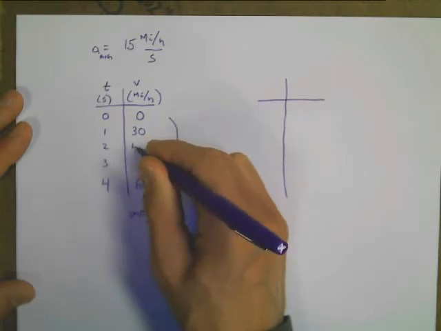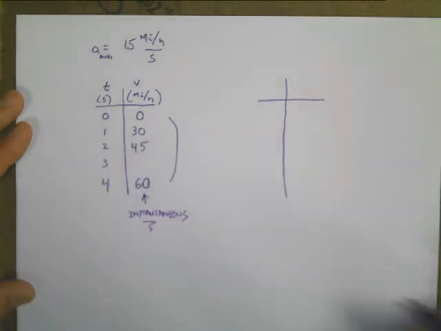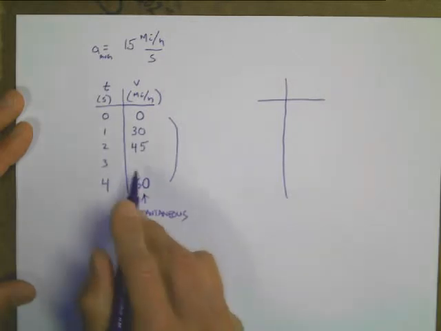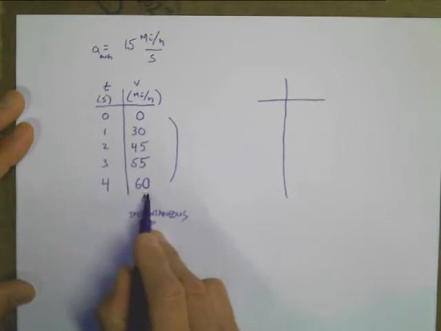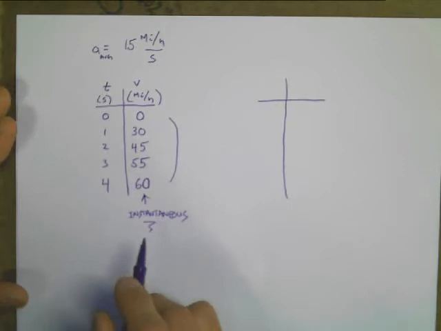At 2 seconds, a speed of 45 miles per hour. At 3 seconds, a speed of 55 miles per hour. And finally, at 4 seconds, a speed of 60 miles per hour.